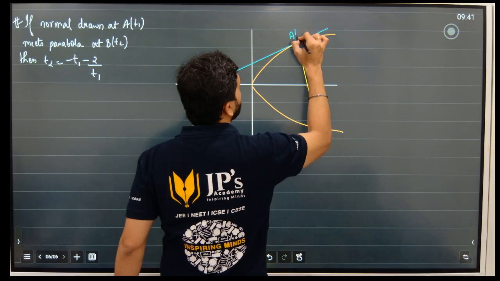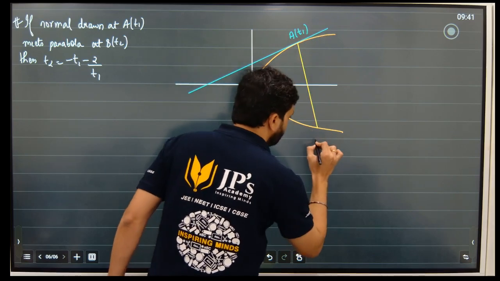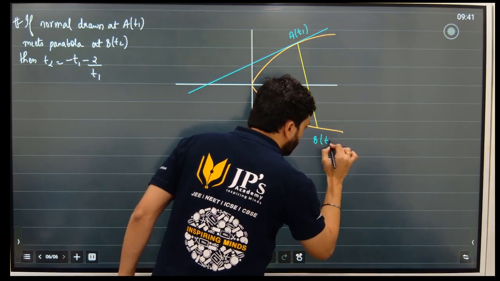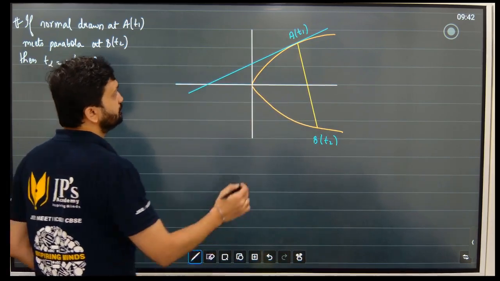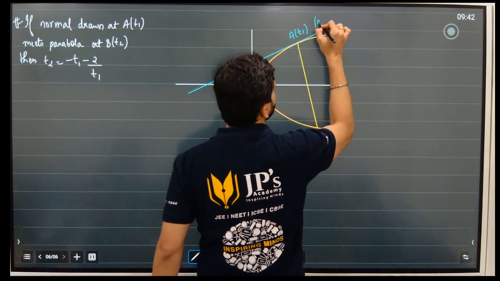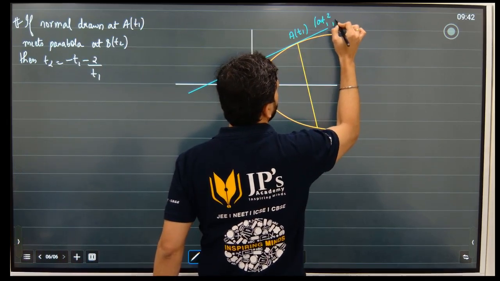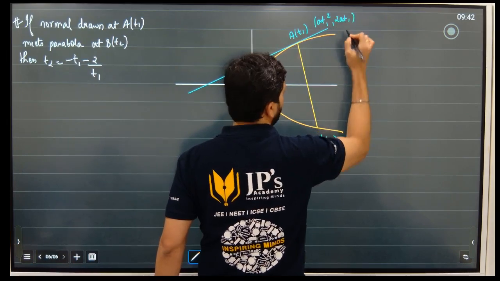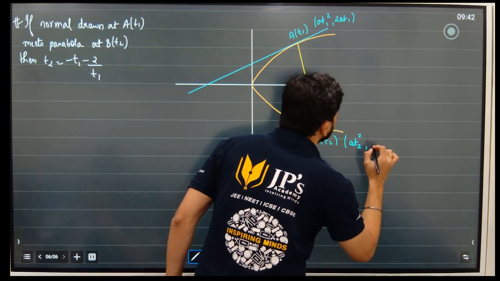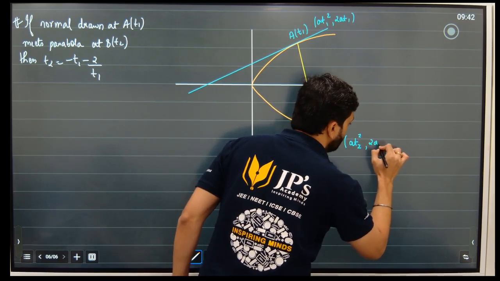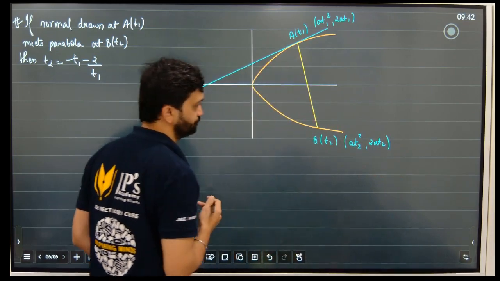I'll take this point as At1, this point as Bt2. So At1 is (at1 square, 2at1), and Bt2 is (at2 square, 2at2).